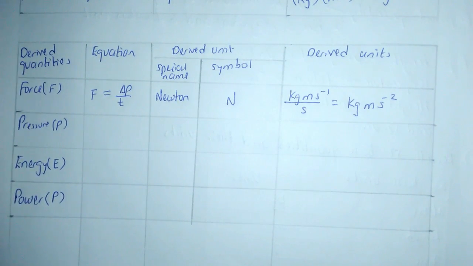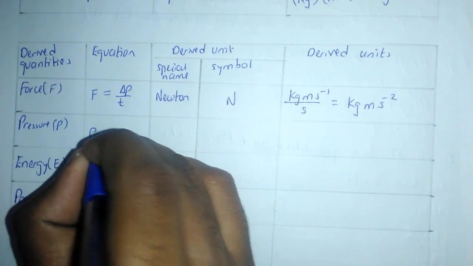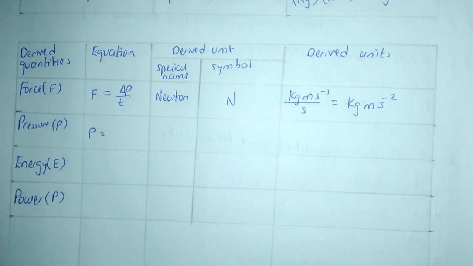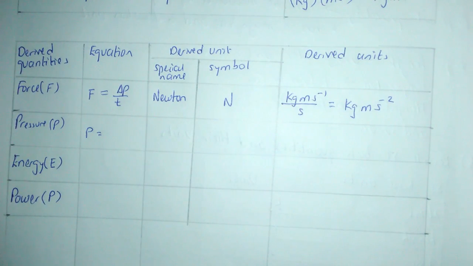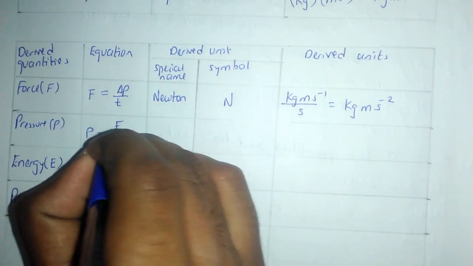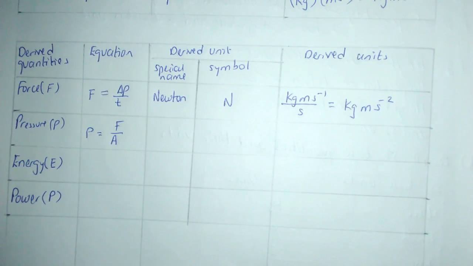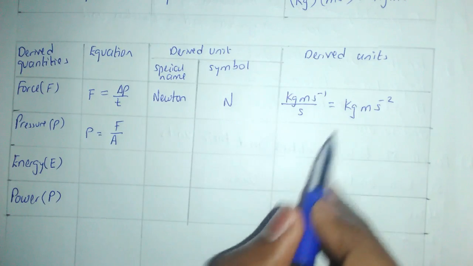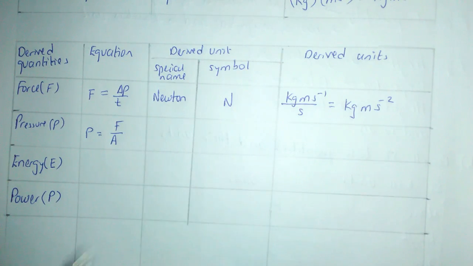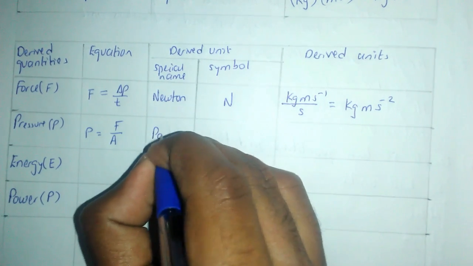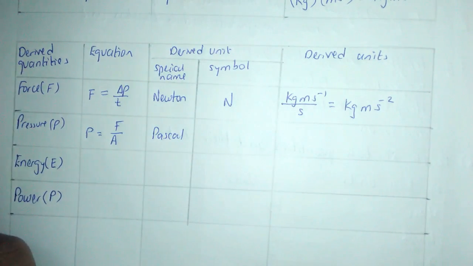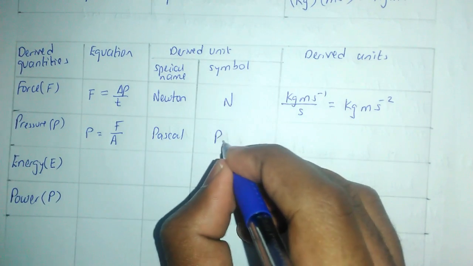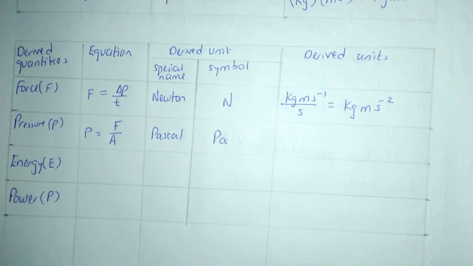Now let's look at pressure. Now pressure is defined as the force acting per unit area. So it is force divided by area. Force, we just found out the units, so we're just gonna have to replace it here. Now the special name given for the unit of pressure is Pascal, and the symbol is capital P and a.